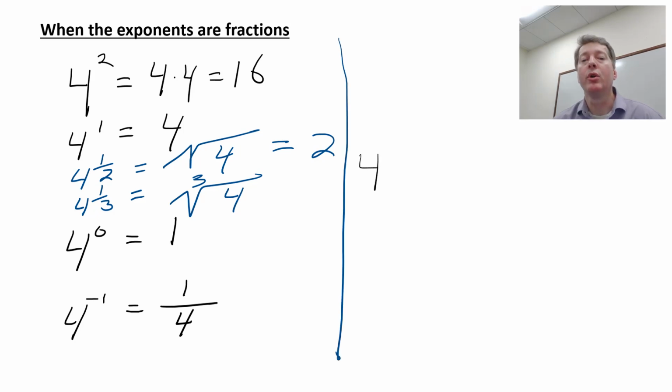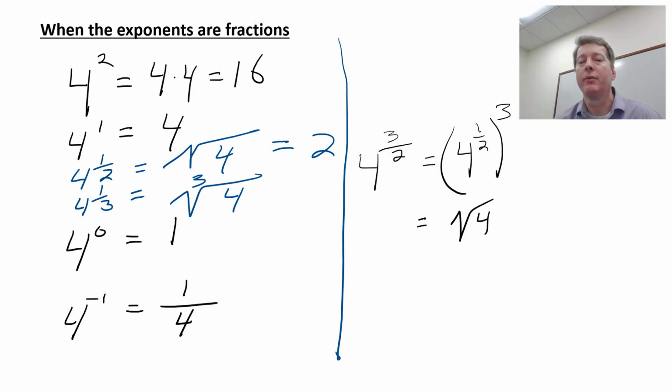Suppose you had 4 raised to the 3 over 2, 4 to the 3/2. Well, that is the same as 4 to the 1/2 cubed. You multiply the exponents. That is the same thing as, 4 to the 1/2 is the square root of 4. So the square root of 4 cubed, that's the same as 2 cubed, and 2 cubed is 8.